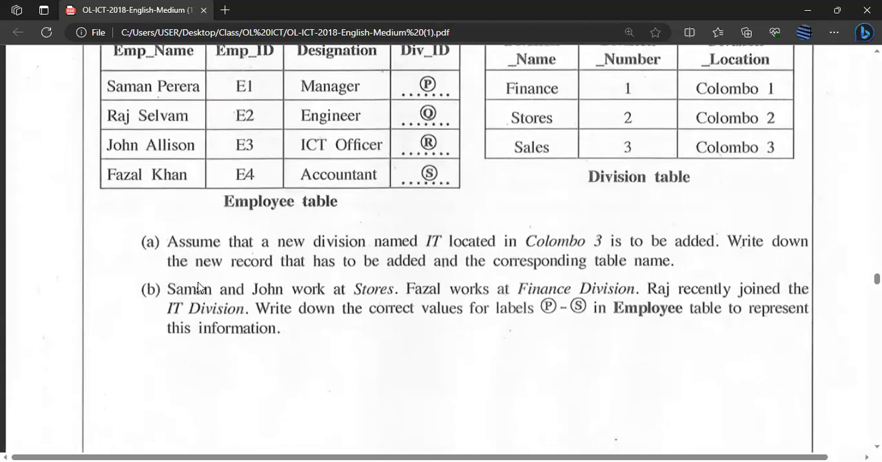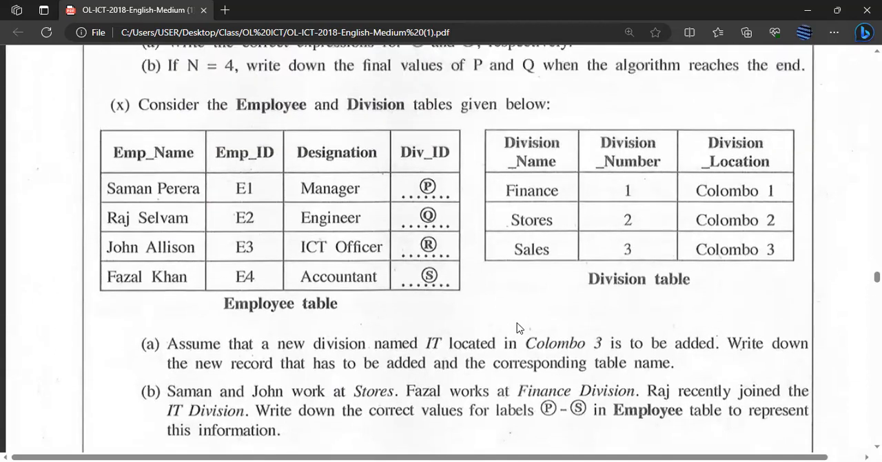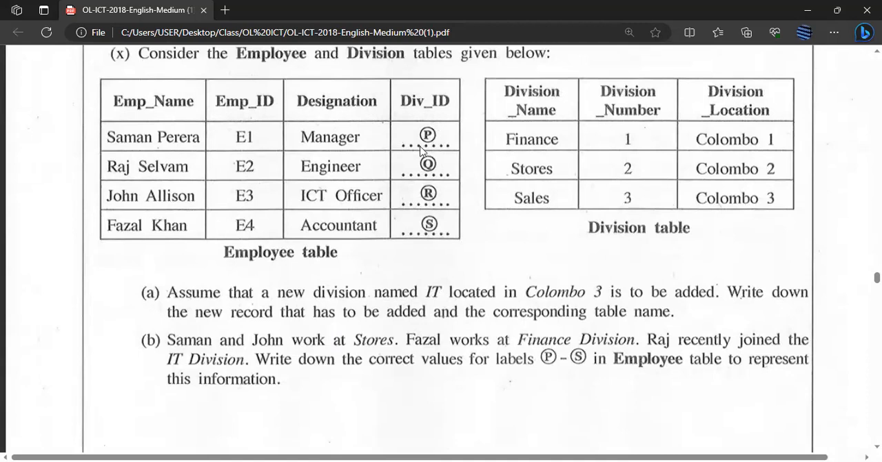So next, B. Saman and John work at stores. Okay, guys, Saman and John work at stores. Fasal works at the finance division. Raj recently joined the IT division. Write down the correct values for labels P to S in the employee table to represent this information. So here P is Saman. So Saman is working where? In the stores. It is going to be 2.